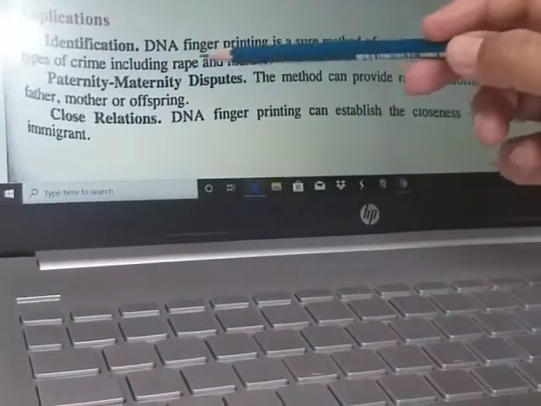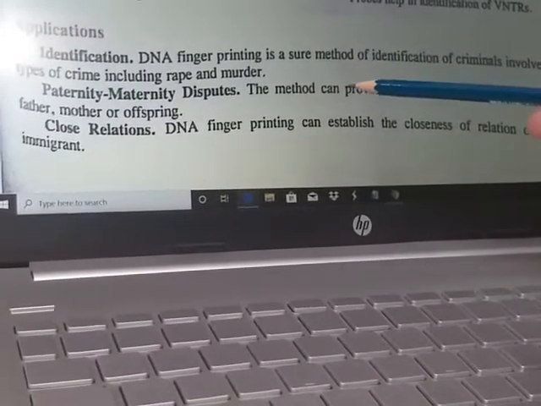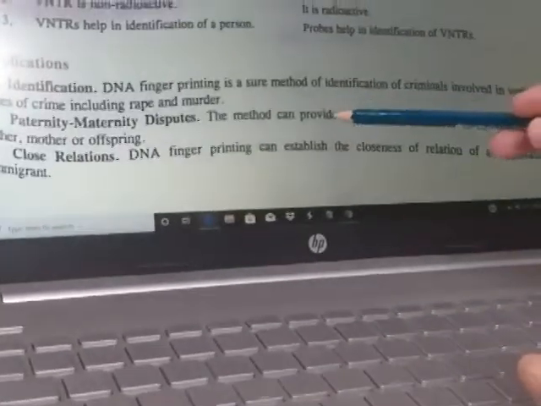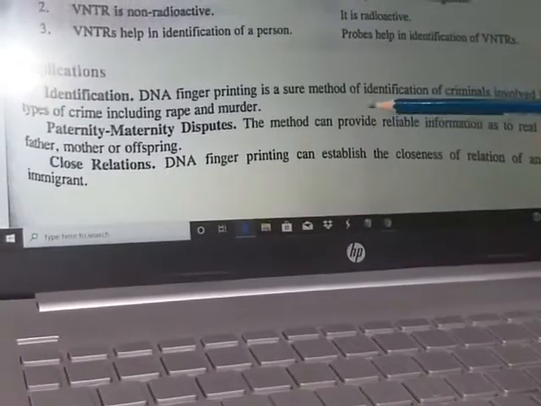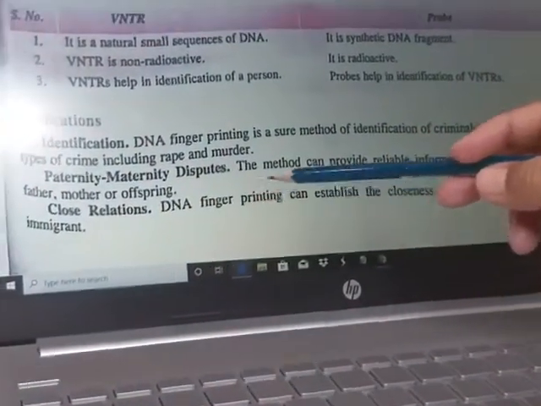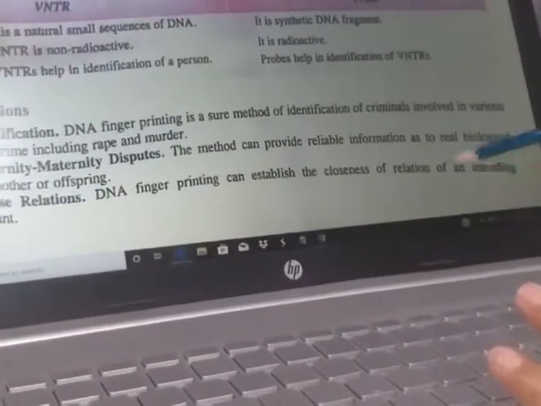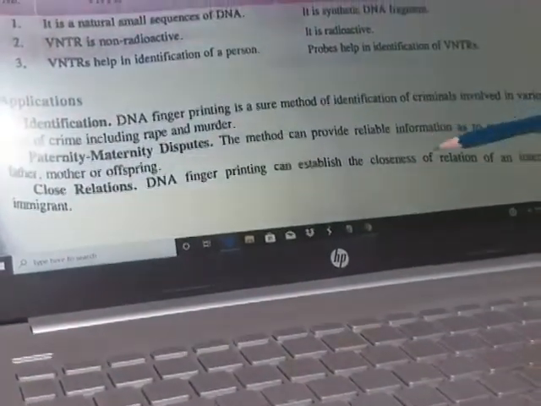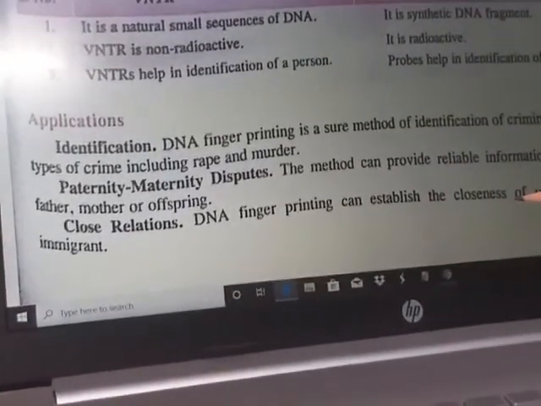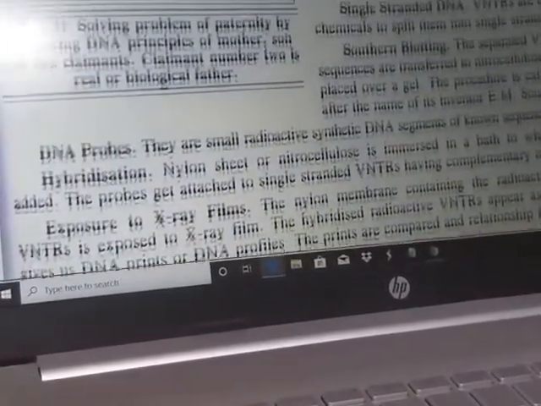Also for paternity and maternity disputes, there can be many disputes, who is the real father, who is the real mother, and the child's DNA is compared with the DNA of father and mother by matching the bands. It can be used also for close relations. DNA fingerprinting can establish the closeness of relation of an intending immigrant, because there will be some matching of these bands with that family. Now we move to the diagram again, because we have covered the technique shortly.